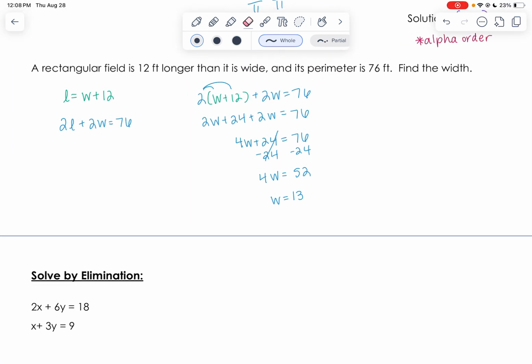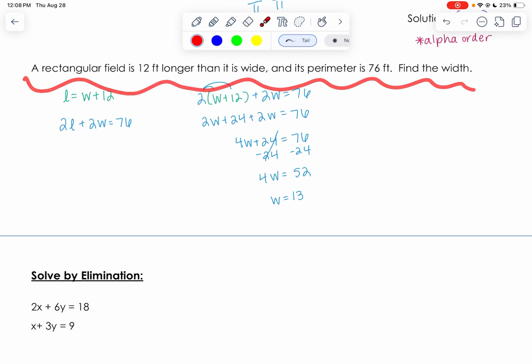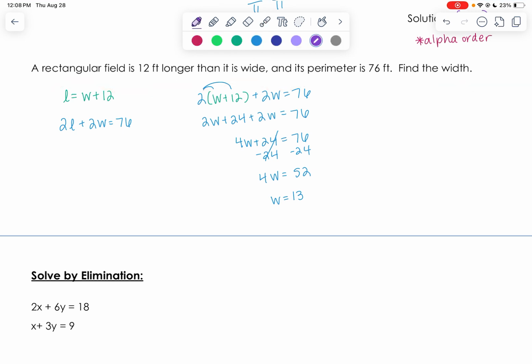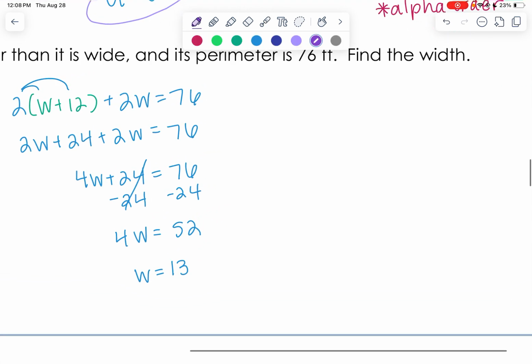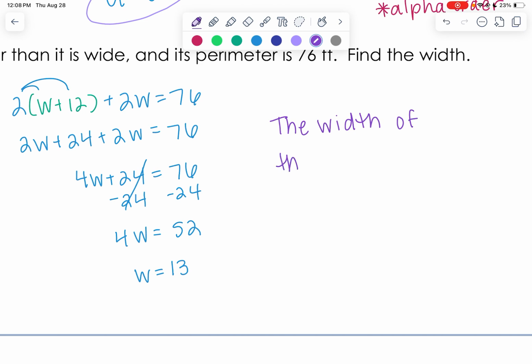Now, if this is a word problem, don't just say W is 13. What is W? What does that even mean? So anytime that you have a word problem and you have all of these words, you should answer with words. So I'm not going to say that W equals 13. I'm going to say that W is the width. And I'm going to clarify, it was of a field. So the width of the field is 13 and our units were feet.